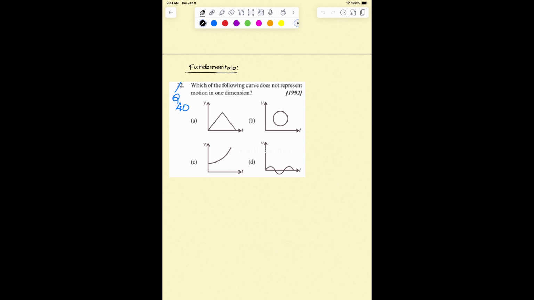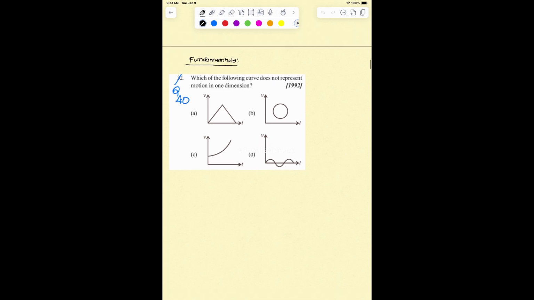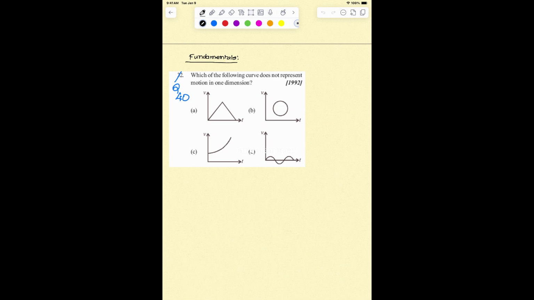Okay, now, dear students, before we start all the problems in this chapter, motion along a straight line, we will start with a very fundamental question which came in 1992 NEET. Just read the question. Which of the following curves does not represent motion in one dimension? Let us go through the options first.